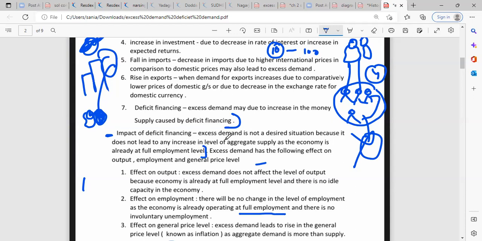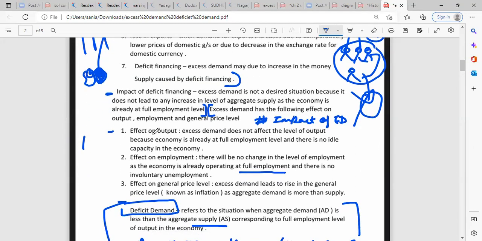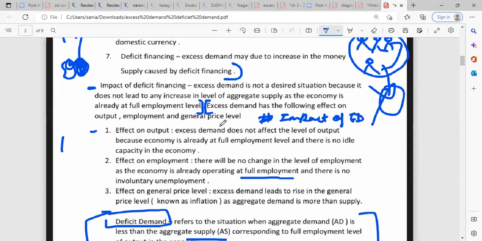Because of this, the excess demand problem comes, and excess demand is not a good situation. Okay, now from here you will write hashtag impact of excess demand, impact of ED. So first of all, effect on output. Effect on output means excess demand does not affect the level of output.